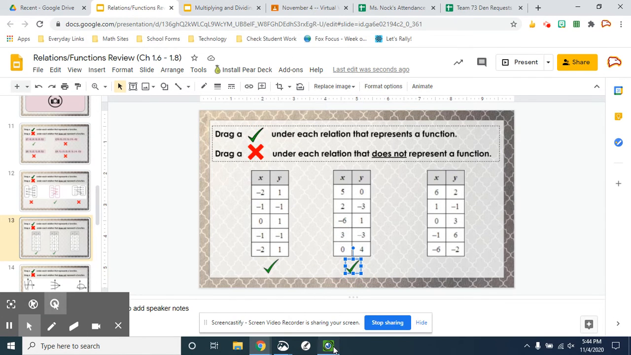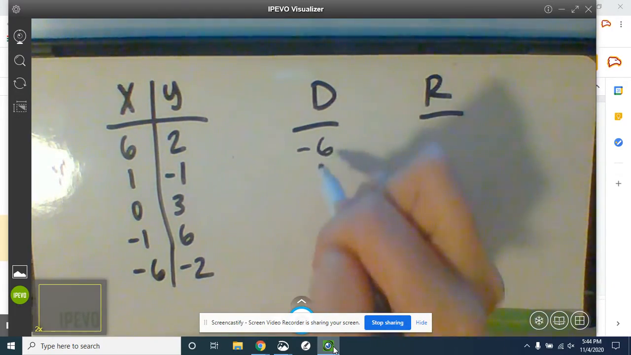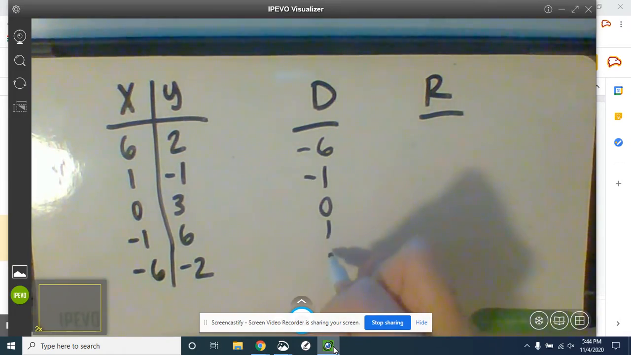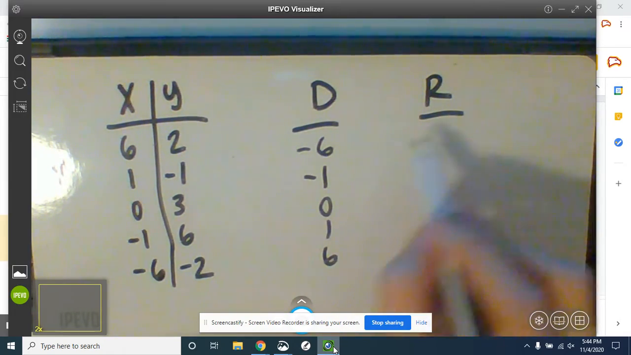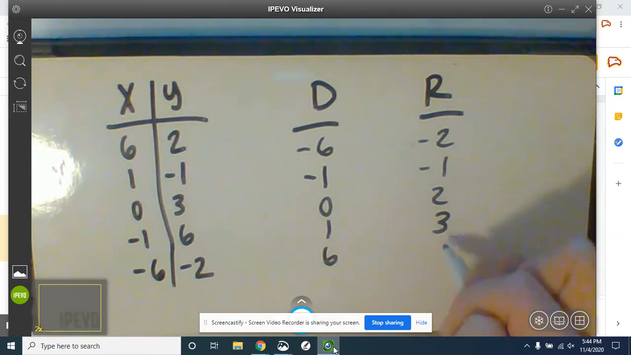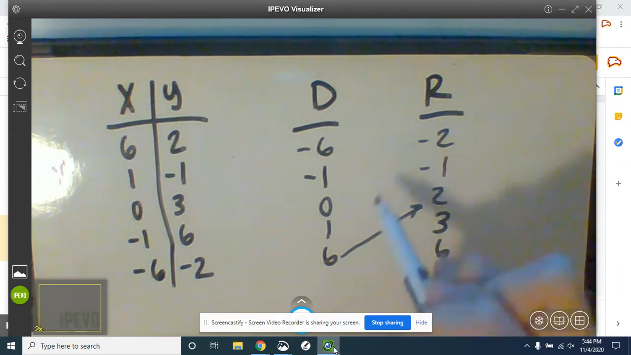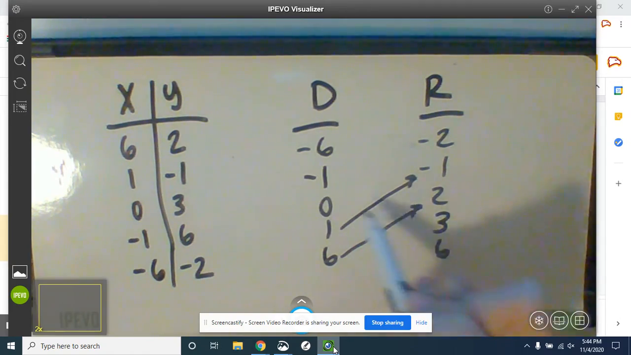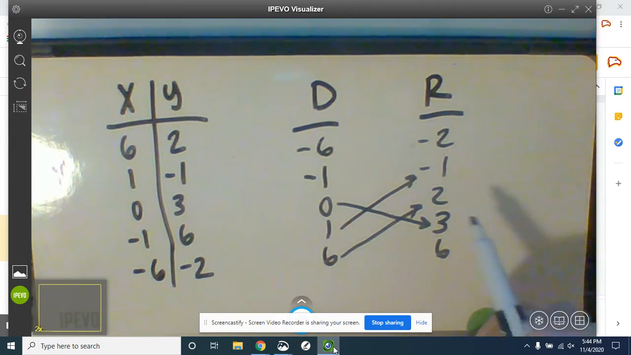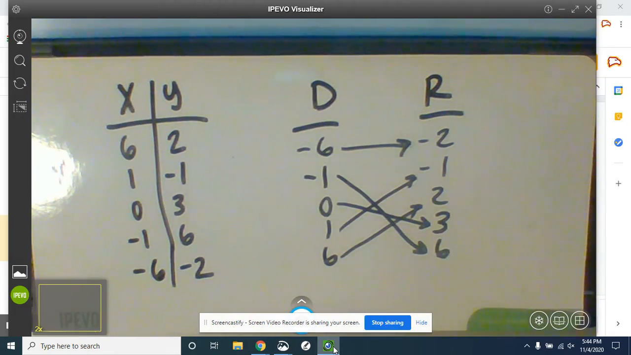All right, last one we'll do from a table. All right, so increasing order, -6, -1, 0, 1, 6. Same with our range, -2, -1, 2, 3, 6. So 6 is pointing at 2, 1 is pointing at -1, 0 is pointing at 3, -1 is pointing at 6, and -6 is pointing at -2. Each member of the domain is only pointing at one member of the range. It is also a function.